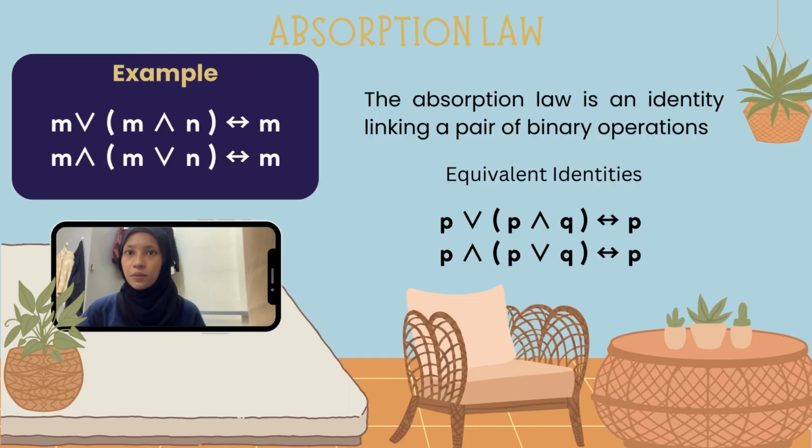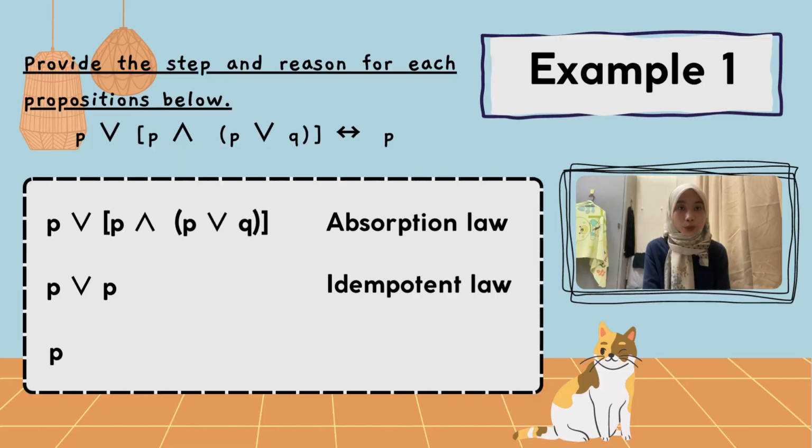Next is absorption law. The absorption law is an identity linking a pair of binary operations. Here, we need to make sure that the symbols are the same and the statement in the bracket is the same one as the closest statement outside the bracket. Equivalent identities: P or (P and Q) is equivalent to P, while P and (P or Q) is equivalent to P.